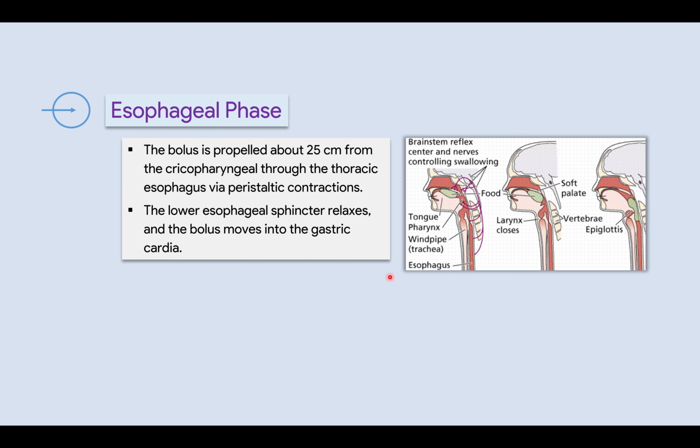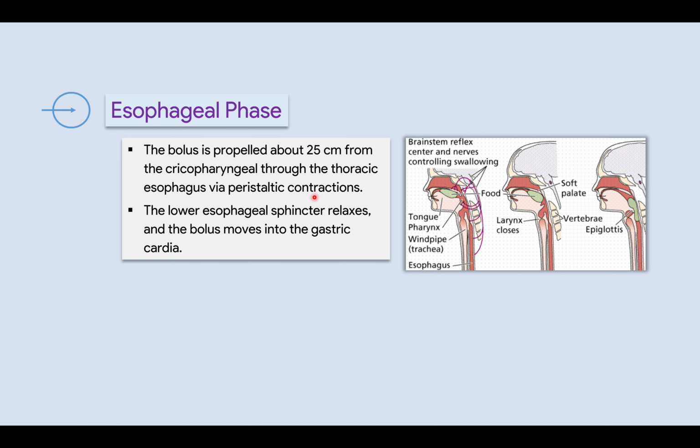And the last phase is the esophageal phase. The length of the esophagus is generally around 25 centimeters, with a range from 18 to 25 centimeters. So this bolus has to be propelled about 25 centimeters from the cricopharyngeal region through the thoracic esophagus via peristaltic contraction. That means the food bolus which has been prepared through the oral phase, and has moved through the pharyngeal phase into the UES, now has to travel through the esophagus to come into the stomach.